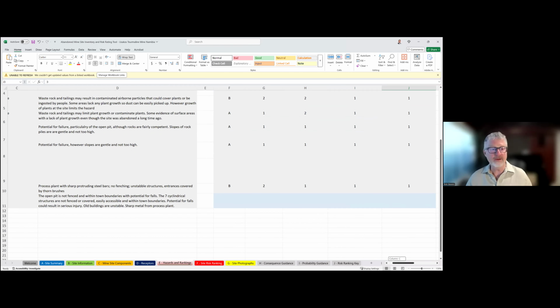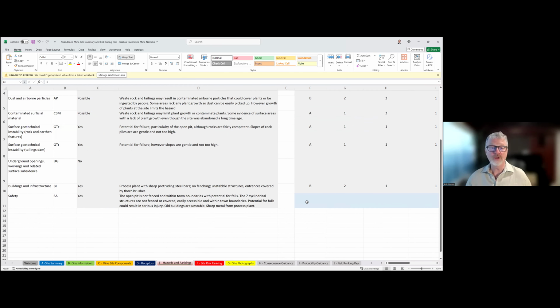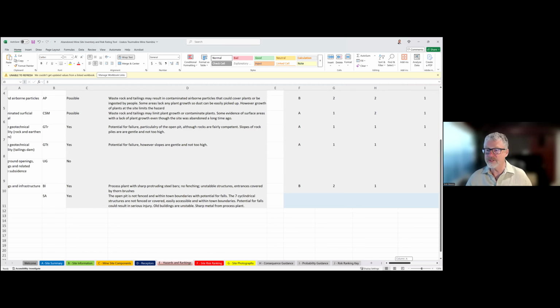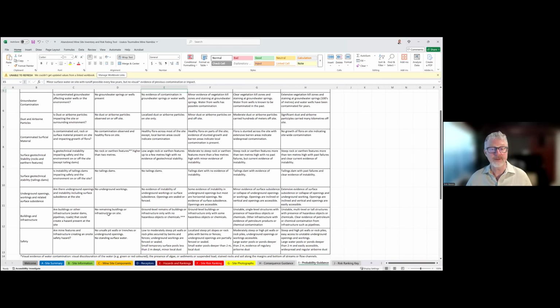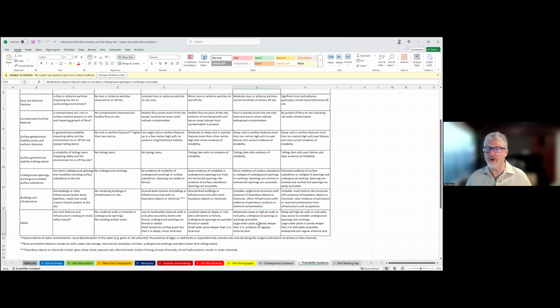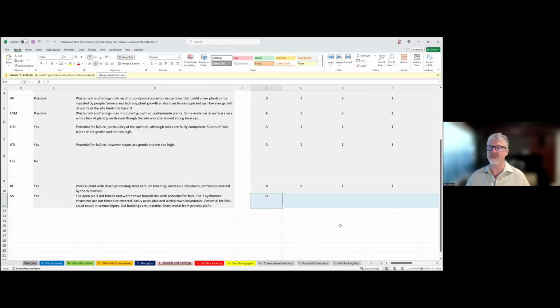All right, and now we would do the same thing for safety. Now, in terms of safety, I think there is really a probability of safety issues here. And that's the first thing, because there are those cylindrical features, there's the open pit, etc. So I'm going to go with the safety of D. And if I go all the way to D and look at safety, that would be moderately steep or high pit walls or rock piles, underground openings or workings accessible, large water pools or ponds deeper than 2 meters, evidence of regular airborne dust. So there's different safety issues, but it's the moderate to high pit walls that I think is the real issue.